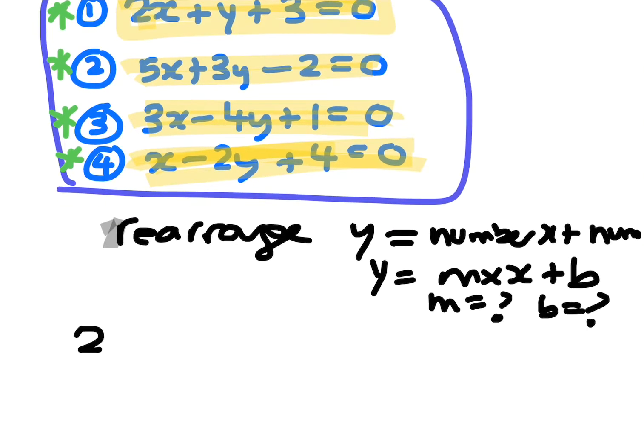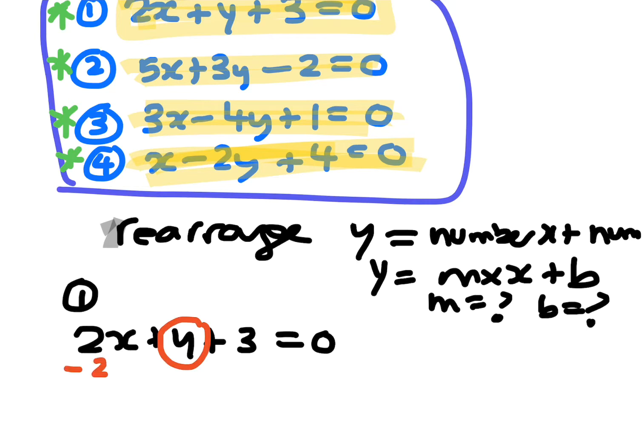So if I take the first one, number 1, 2x plus y plus 3 equals 0, and I look at that and I go, all right, so I need to get the y by itself. So you need to get rid of the 2x and the 3. So let's get rid of the 2x first. So we'll take 2x away, and you get y plus 3. 0 minus 2x is minus 2x.